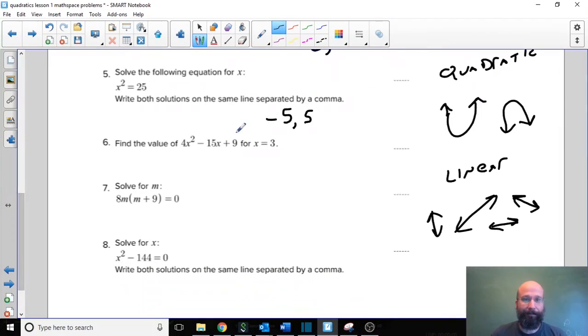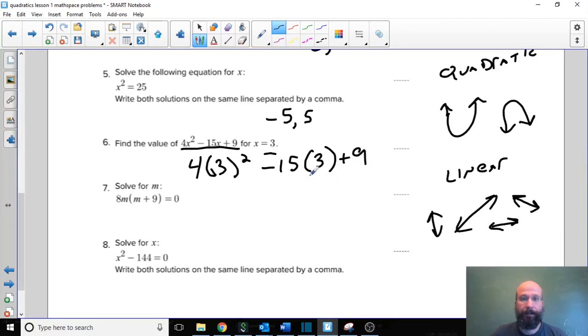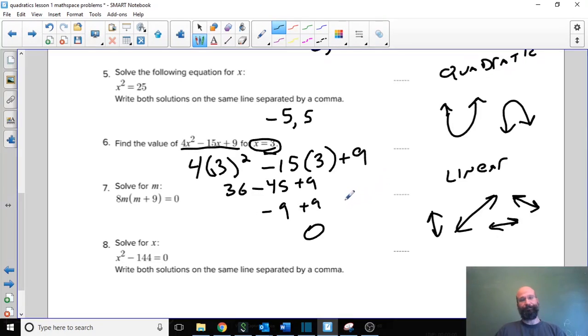We're finding the value of this quadratic when x equals 3. So all you're doing is substitution. Instead of x, we're going to put 3. And then we're solving this. Right? 3 squared is 9. 9 times 4 is 36. -15 times 3 is -45. Plus 9. -9 plus 9, 0. So my answer is 0.